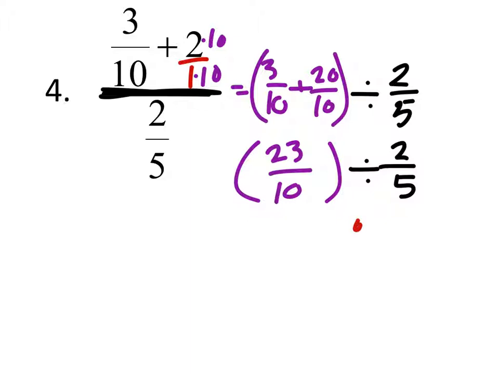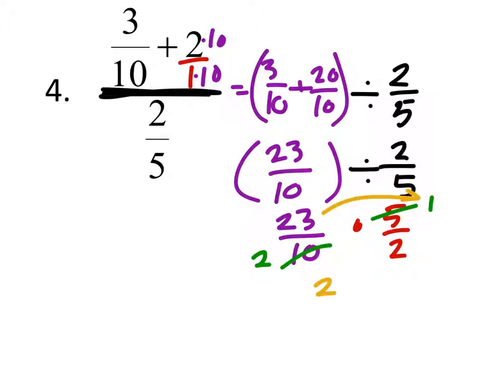Once again, change that to multiplication. We'll flip the fraction to 5/2. And we got 23 tenths times 5/2. 5 and the 10 simplify to 1/2. And I got 23 times 1, which is 23, over 2 times 2, which is 4.